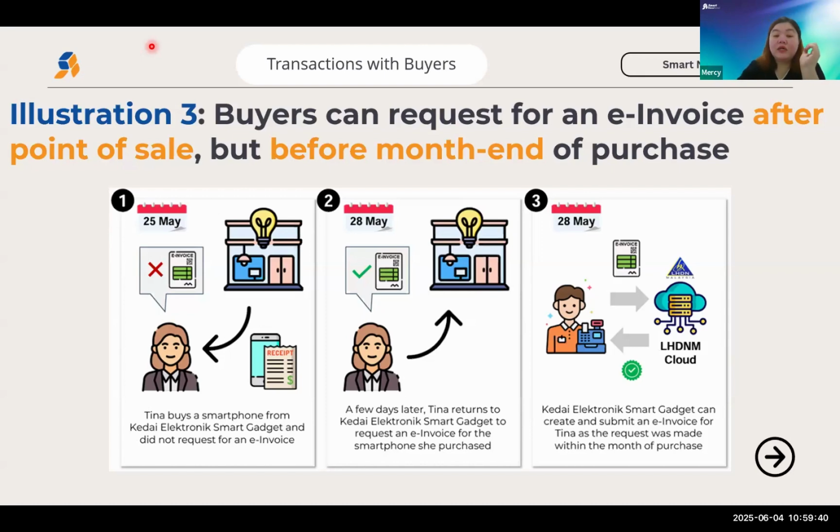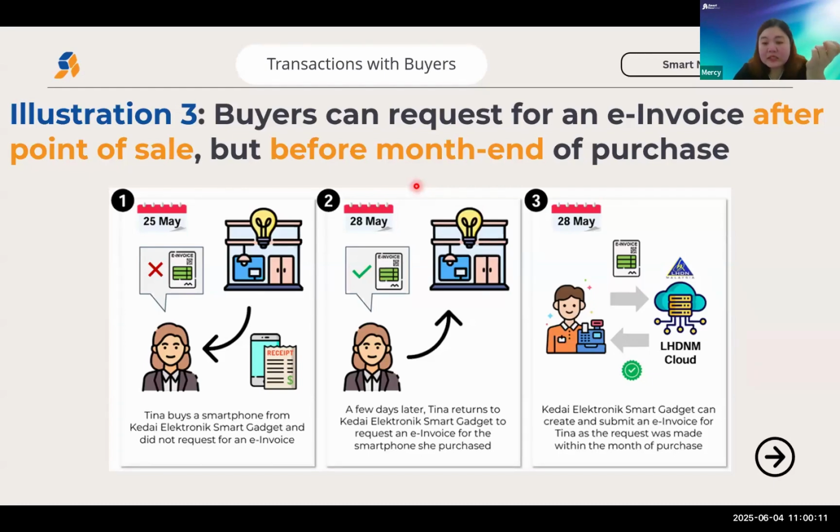So, for example, a customer comes and buys things on 25 May. On 25 May, they did not request an e-invoice. After that, on the 28th, they come back to you, and then they request the e-invoice.